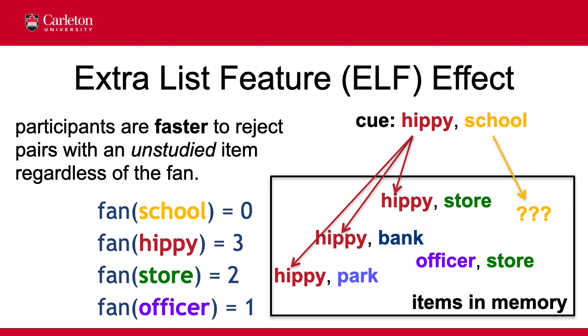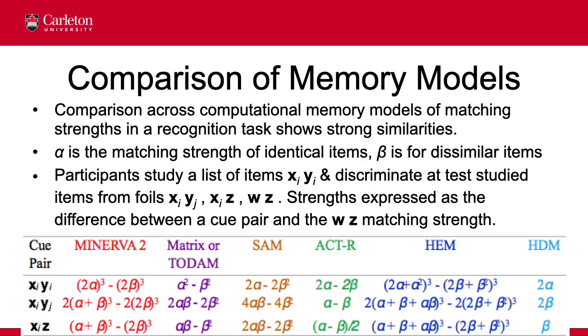In the extra list feature effect, participants are faster to reject pairs with an unstudied item, regardless of the fan of the studied item in the pair. For example, even though hippie has a fan of 3, it's easy to reject as a foil because school wasn't in the study set. These two experimental effects pose a challenge for existing computational memory models.